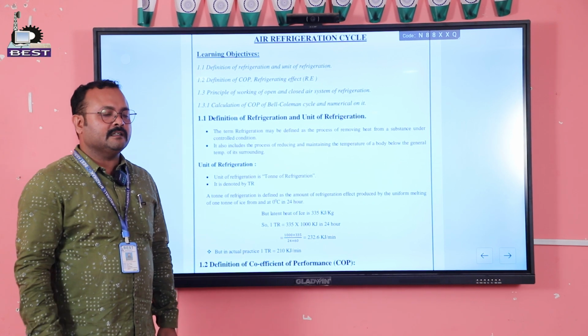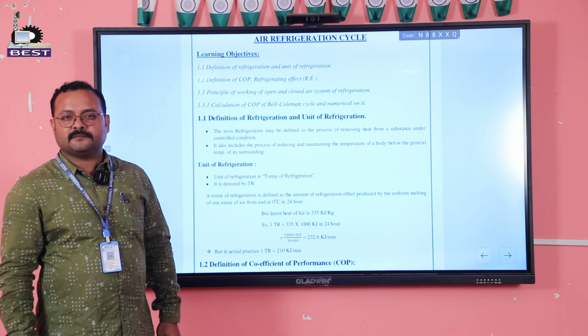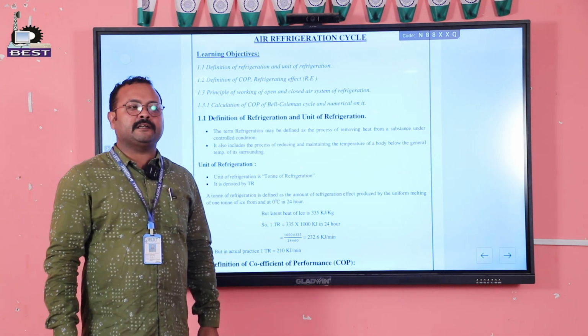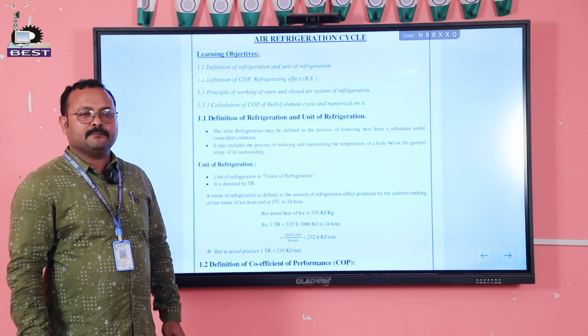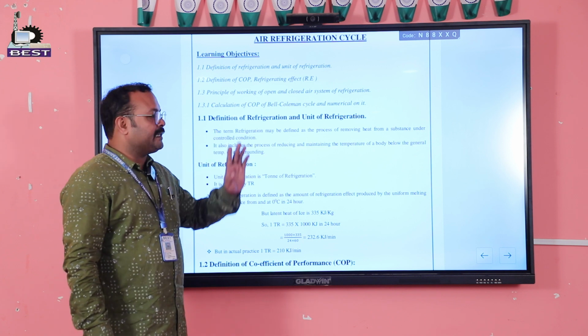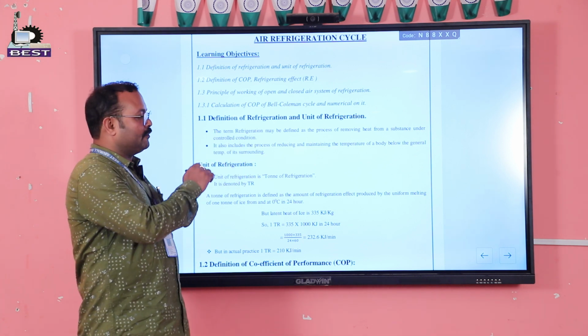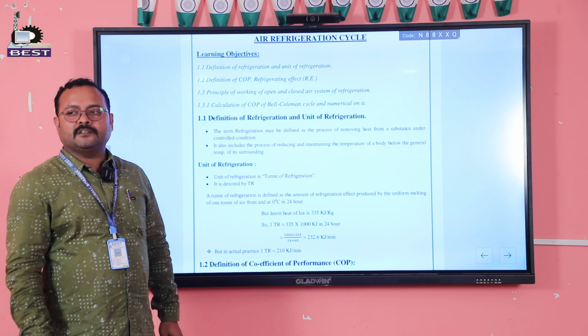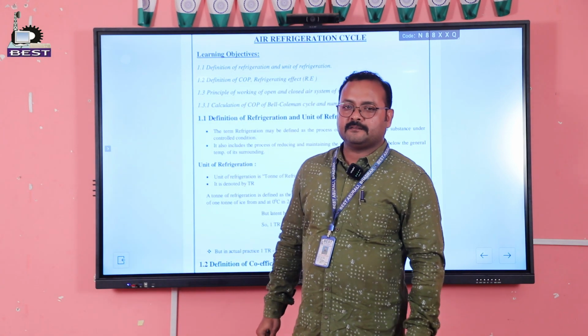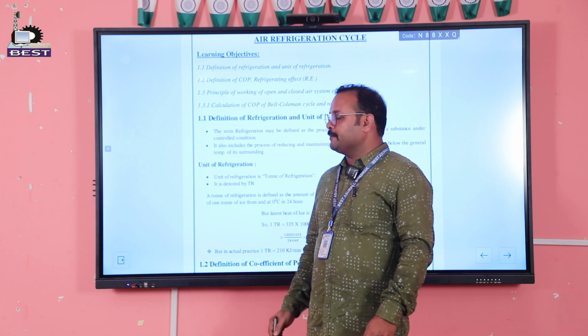First of all, what do you mean by refrigeration? Refrigeration is a process of reducing and maintaining the temperature of a body below the general temperature of its surrounding. Here is the definition. You have to write down the notes. Then the unit of refrigeration is ton of refrigeration, TR, its short form is TR.